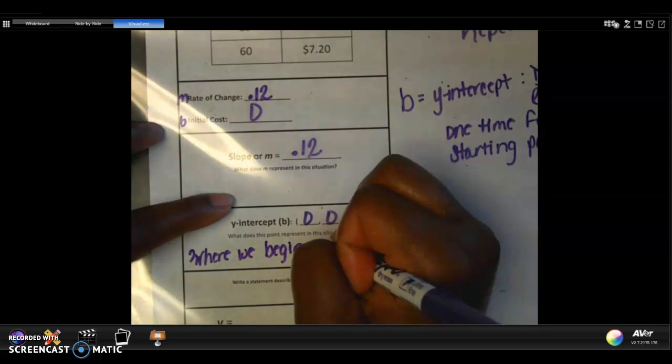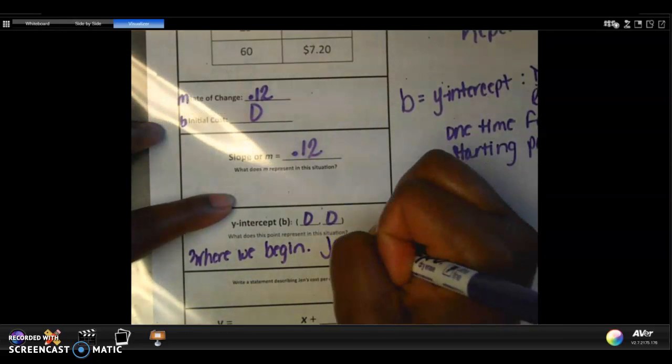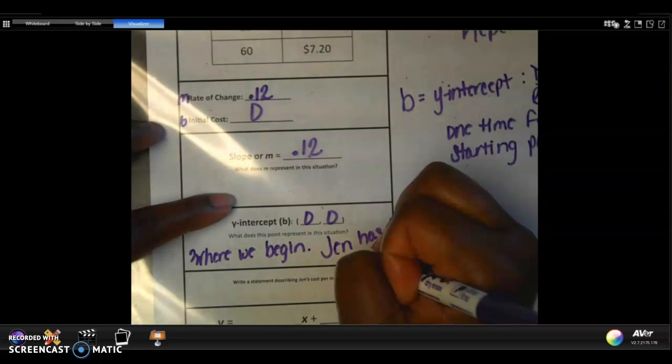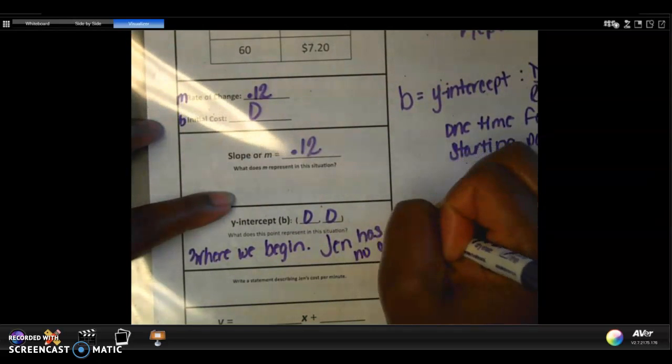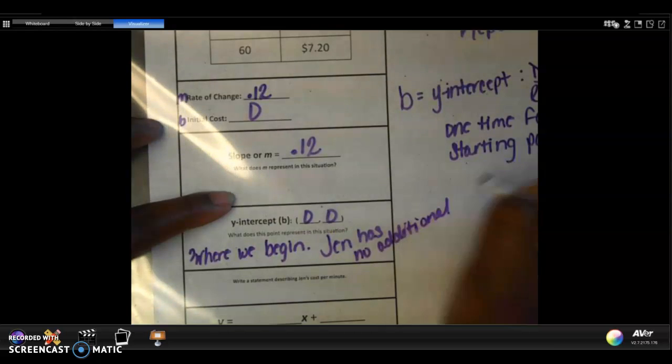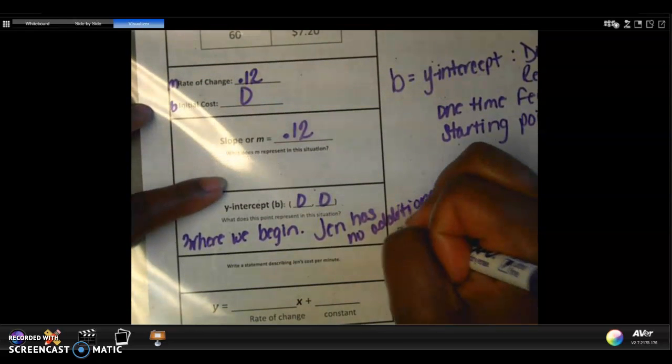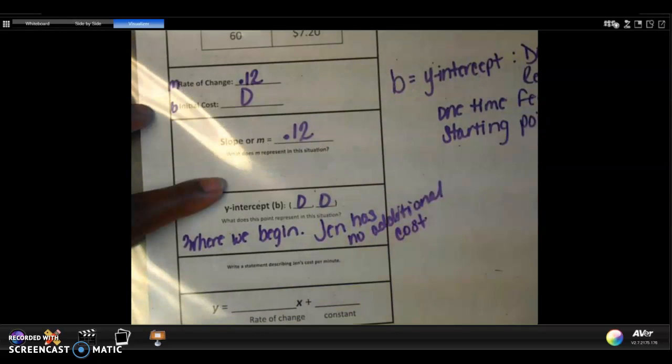It means Jen has no additional cost. So Jen has no additional cost to make a call.